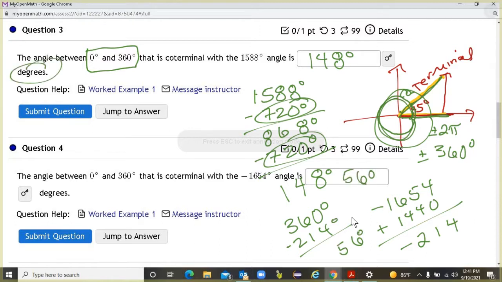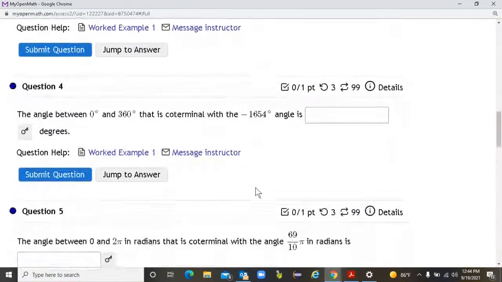And then also, again, notice that at the end of the boxes, they have the word degrees, so you don't actually have to put the degrees in there. So let's just keep going.